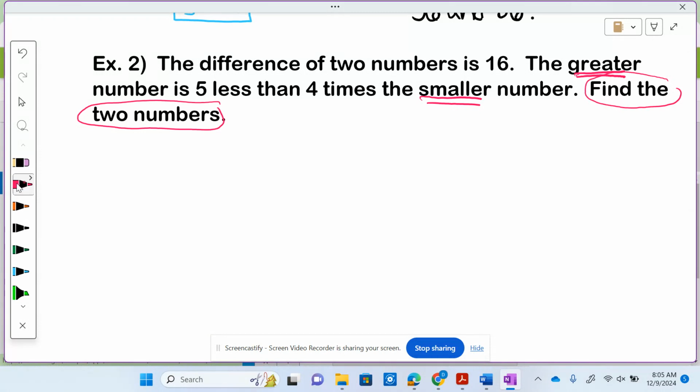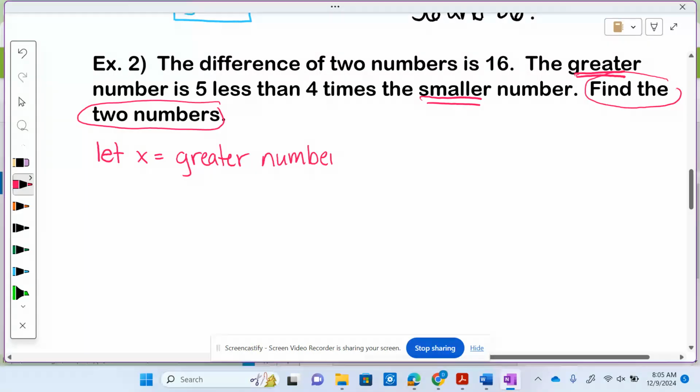So which one do you want to be the greater number, x or y? Okay, so let x equal the greater number and let y equal the smaller number.